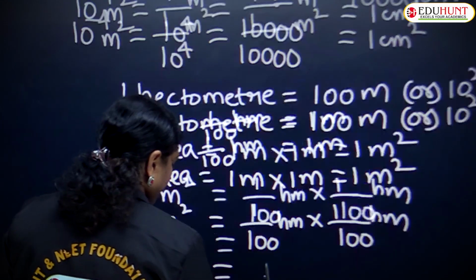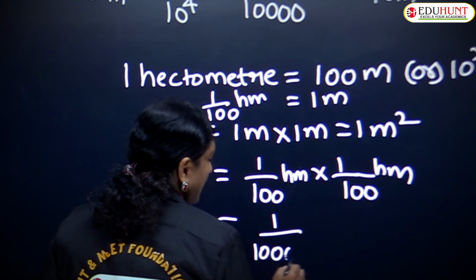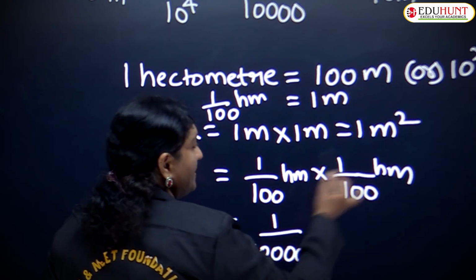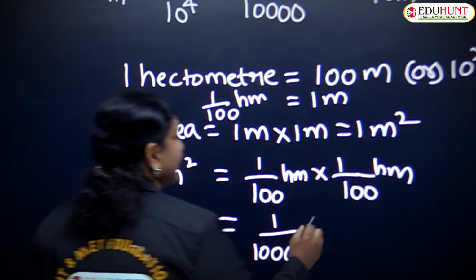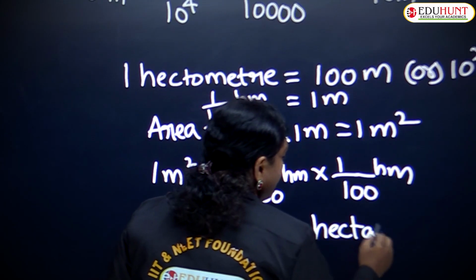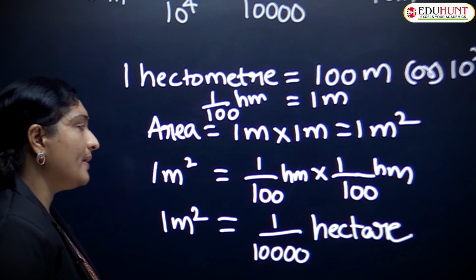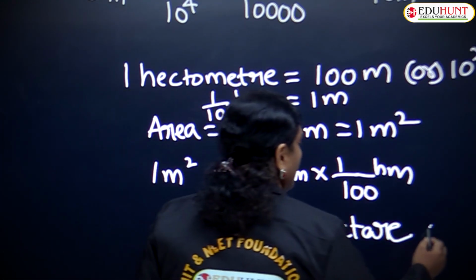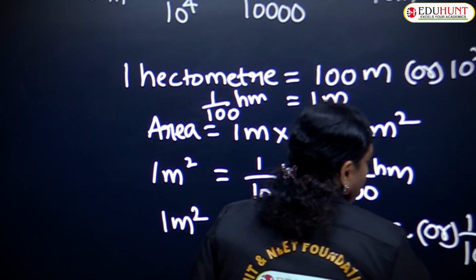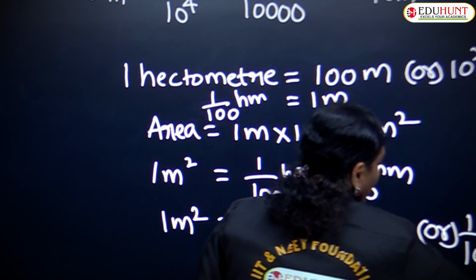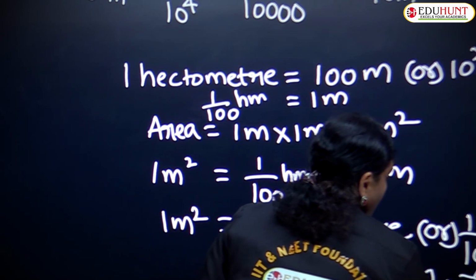Again, if we move forward, 1 by 100 into 1 by 100 is 1 by 10,000. Hectometer into hectometer, do not write it as hectometer square. It should be written as hectare. So 1 meter square is equal to 1 by 10,000 hectare, or it can also be written as 1 by 10 power 4 hectare. So 1 by 10 power 4 is nothing but 10 power minus 4 hectare.